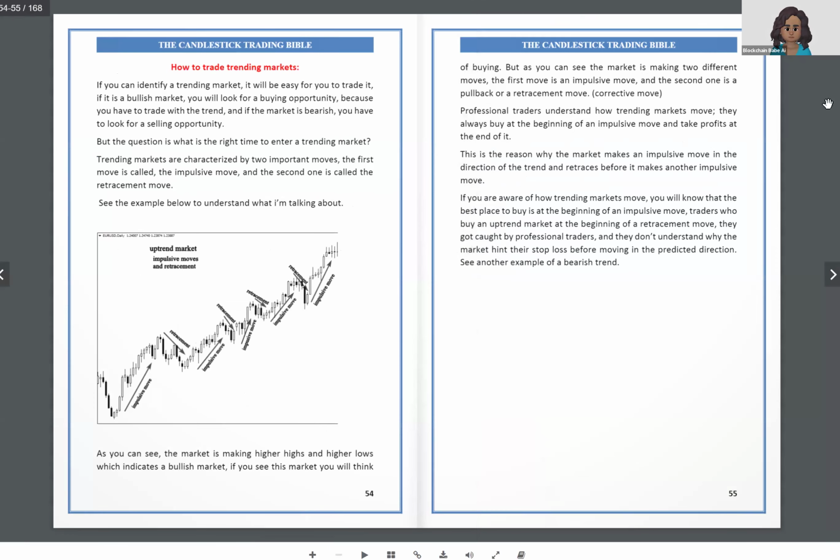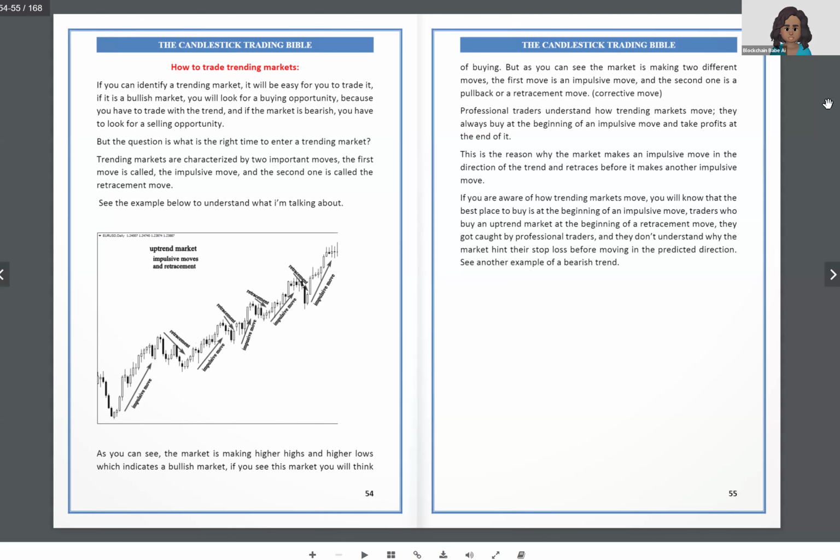How to trade trending markets. If you can identify a trending market, it will be easy for you to trade it. If it is a bullish market, you will look for a buying opportunity, because you have to trade with the trend. And if the market is bearish, you have to look for a selling opportunity.